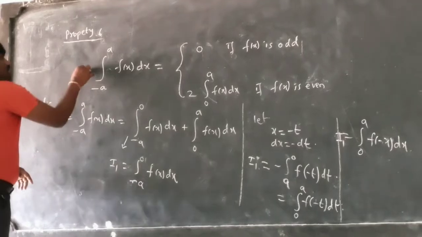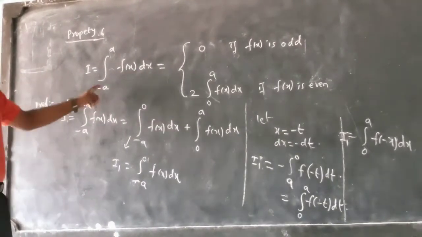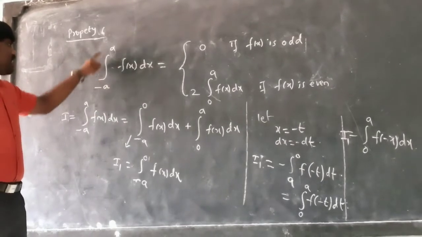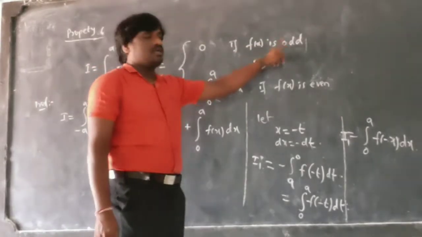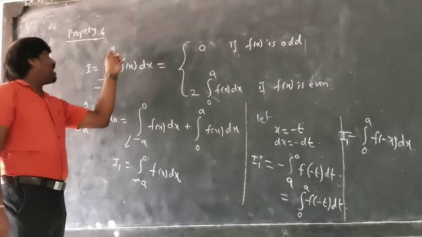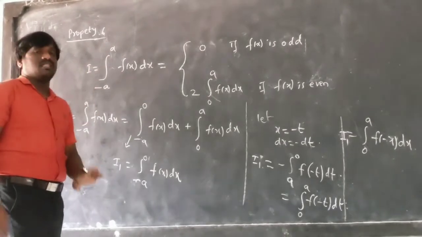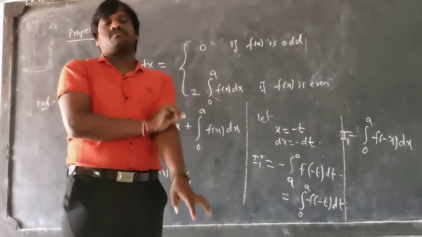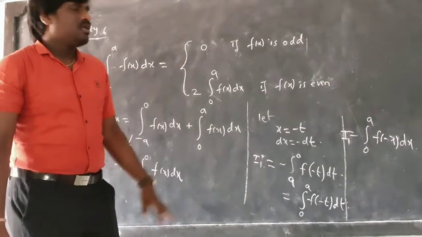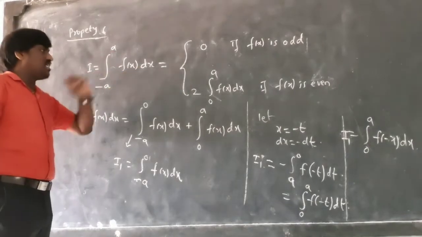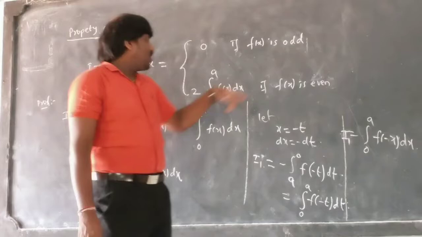Integration I = ∫ from -a to a of f(x) dx is equal to 0 if f(x) is odd. Whenever you have limits from minus a to plus a, you should think that the odd-even function property should be applied. This is the shortcut rule we call it. So ∫ from -a to a of f(x) dx will be 0 if f(x) is odd.